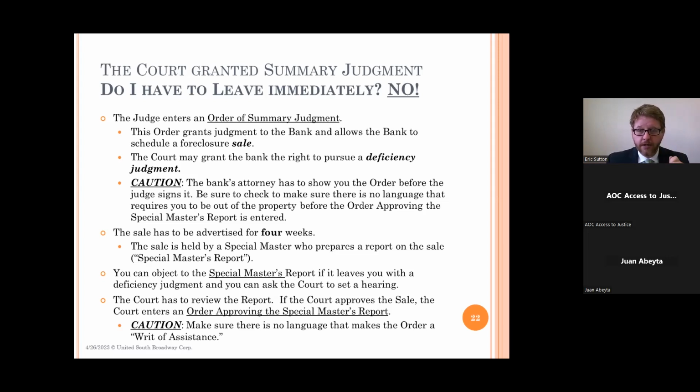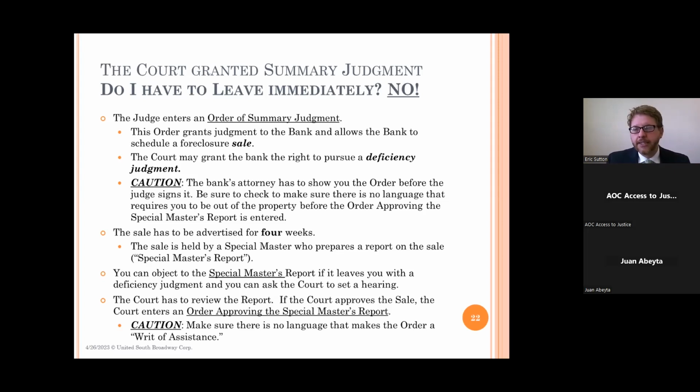There are instances where you have to be careful about what the order says. I have seen orders that require the borrower to be out of the property by the date of the auction sale. And that's not appropriate. The borrower owns title to that property until the court approves the sale, which happens after the auction. And they have every right to stay in that house through that date that the court approves the sale. But again, the borrower has the right to review any order that's being presented to the judge before it goes, and should check to make sure it doesn't say anything like that.